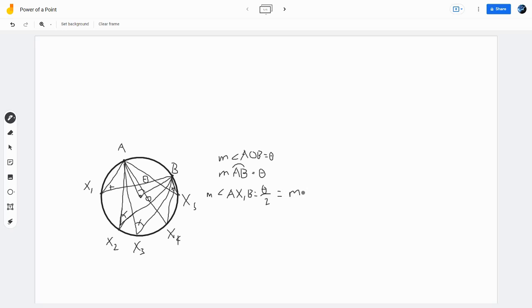So this is still equal to the measure of angle A x2 B equals the measure of angle A x3 B, and so on, right? These are all the same. So that's what the inscribed angle theorem is. It's just 1/2 of the angle it includes, or subtends.